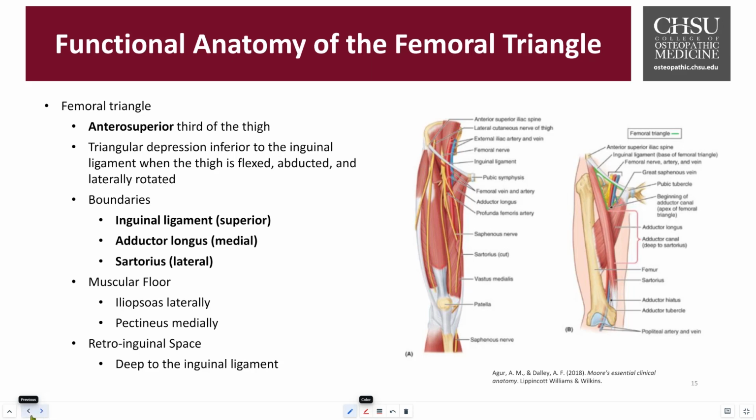The boundaries here are going to be your inguinal ligament superiorly, the adductor longus medially, and the sartorius, the longest muscle of the body, on the lateral side. At the muscular floor, we're going to have two key muscles: the iliopsoas, the hip muscle for moving and walking, on the lateral side, and the pectineus, situated more medially. The retroinguinal space serves as a conduit for key structures passing between the abdomen and the thigh. For example, the femoral nerve, the femoral artery, and the femoral vein pass through this region right here.